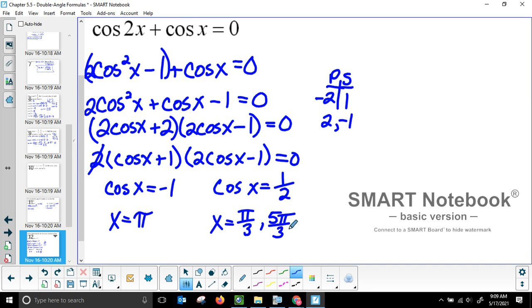All right, so that's just applying what we just learned, the double angle formula, into stuff that we've done before, solving these equations. Cool beans? On your test, yep, you will. It'll be given to you.